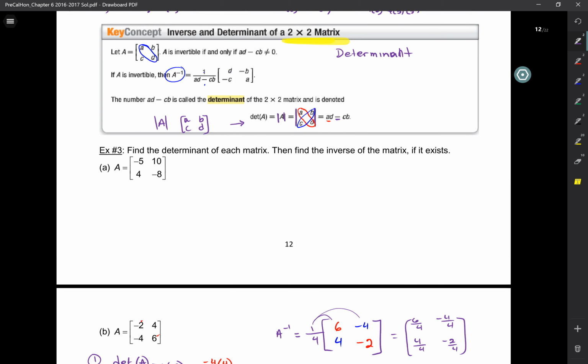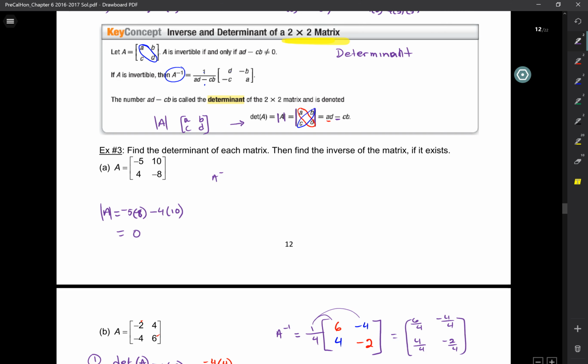All right. So now let's do the other one. The one before. Okay, so let's find the determinant. This time I'm going to refer to the determinant like this. The two notations are interchangeable. So it's going to be negative 5 times negative 8 minus 4 times 10. Okay, this is 0. All right, so we got a 0 for the determinant. Well, what does that mean?